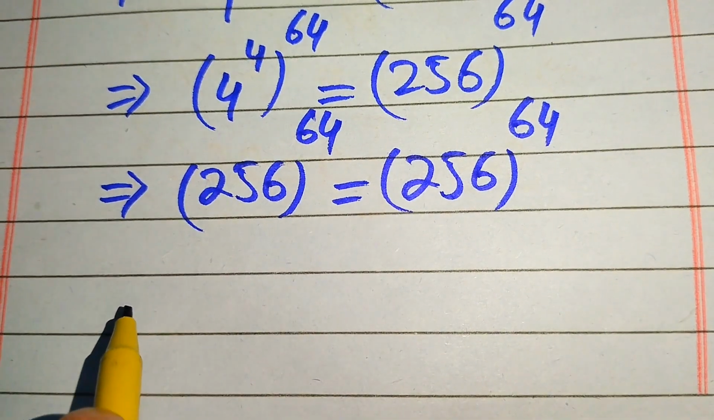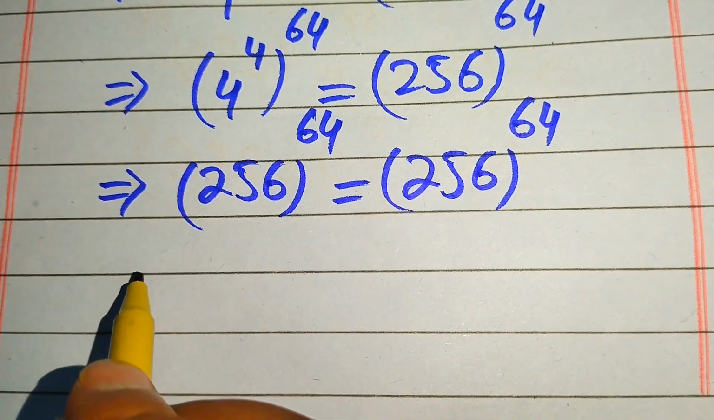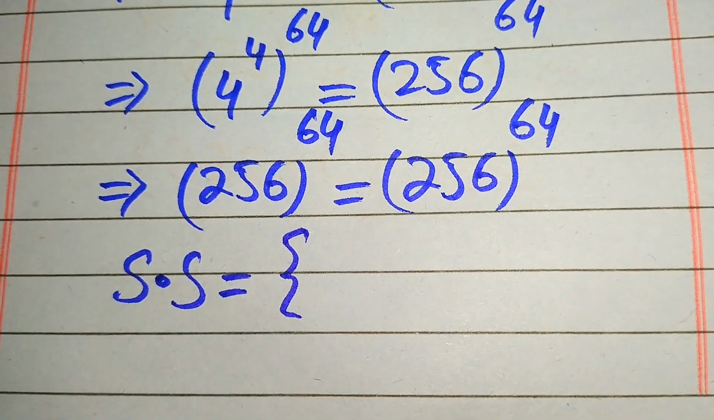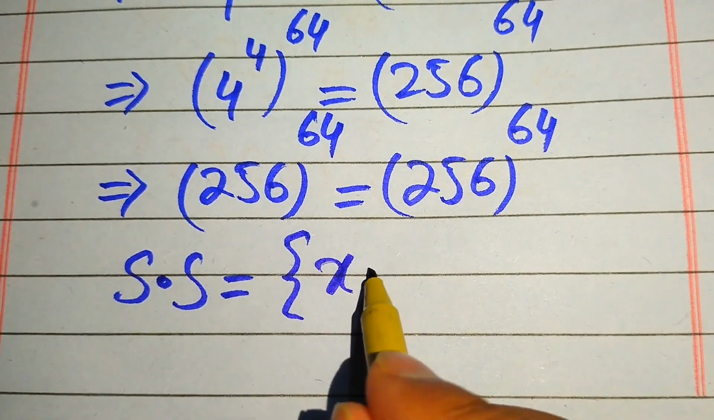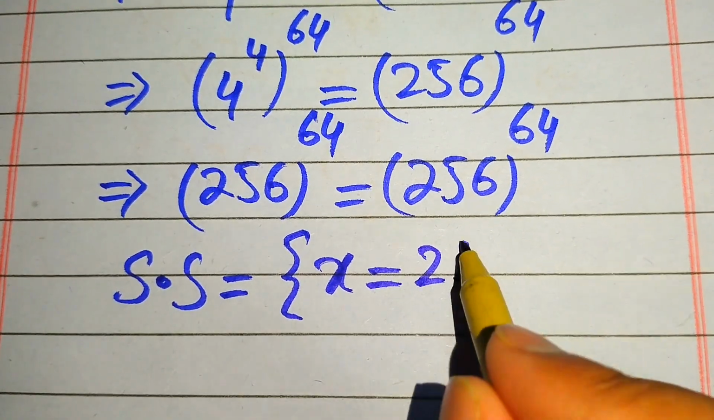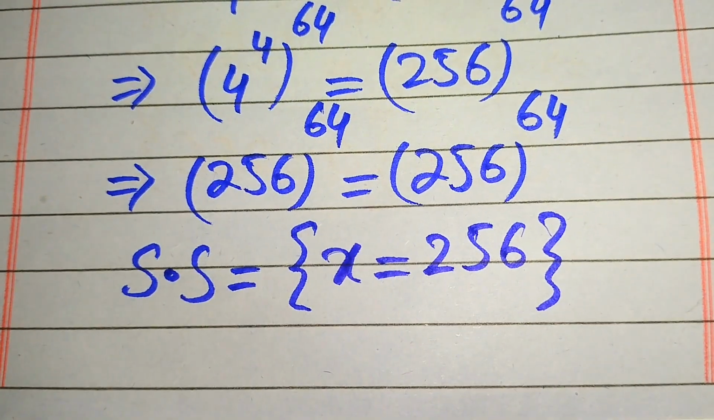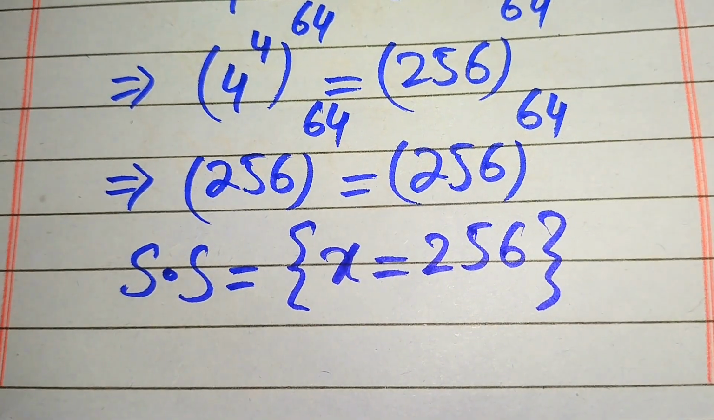It means that the value x equal to 256 satisfies our given question statement. So finally we have the solution set of the given question: x is equal to 256. So this is our final answer.